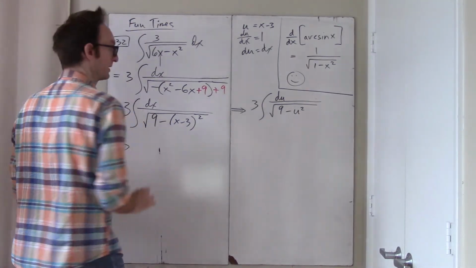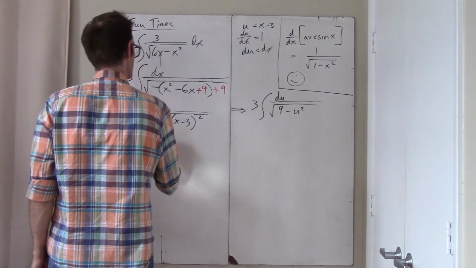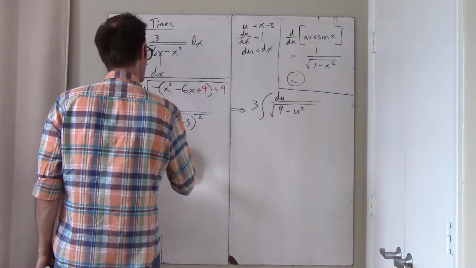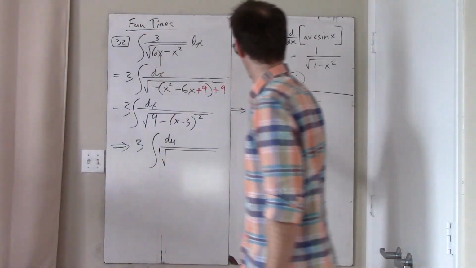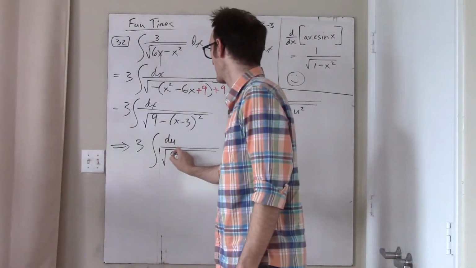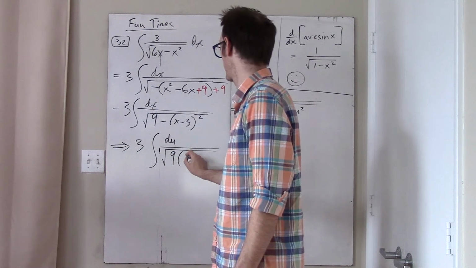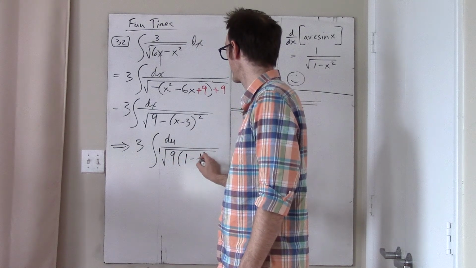Well, with algebra. So what I'm going to do is, being very careful, inside the square root, inside the denominator, I shall factor out a 9. And if I factor out a 9, I'm left with 1 minus u squared over 9.